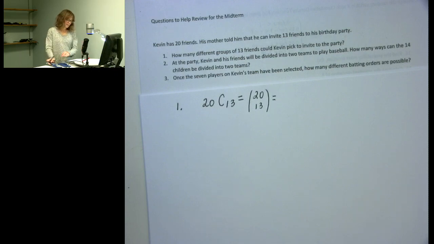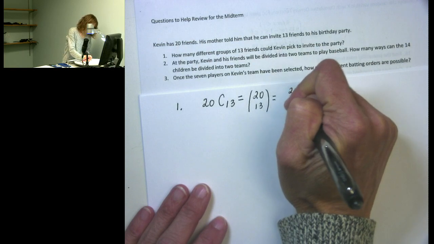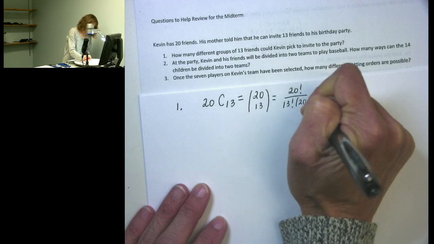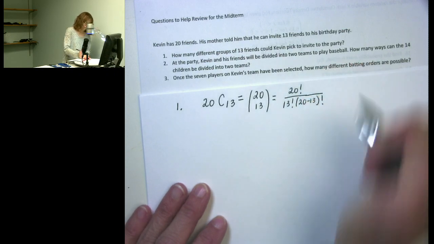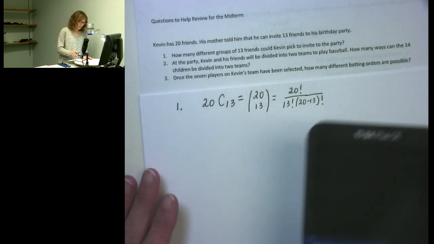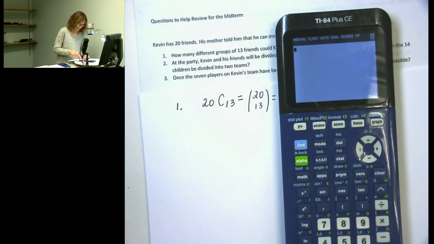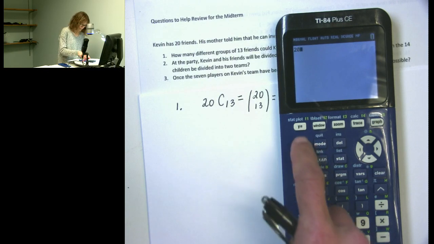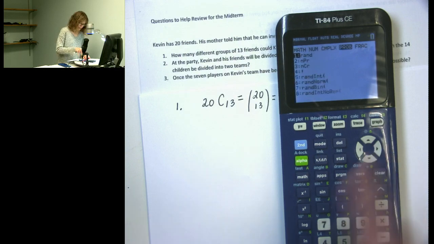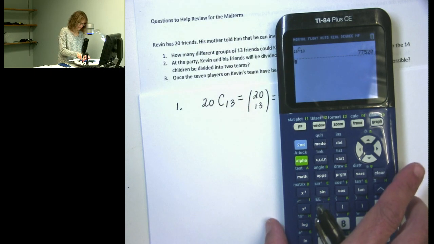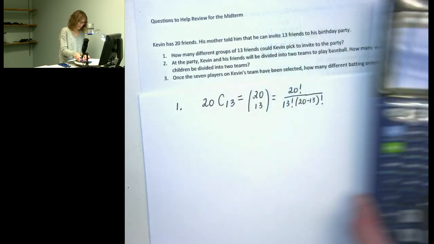And to find this, I can either do 20 factorial divided by 13 factorial times 20 minus 13 factorial. Or if I'm working in a calculator that will do these combination calculations for me, I can go in and do that directly. So I'm doing 20 in the TI, I choose the math button here, scroll over to probability, scroll down to nCr, put in my 13, and press enter. And so there's my answer, 77,520.